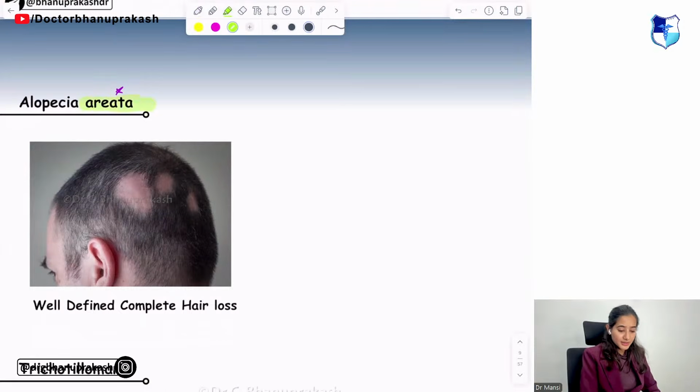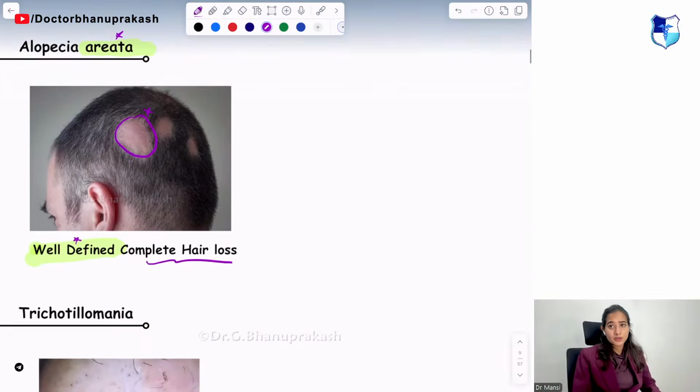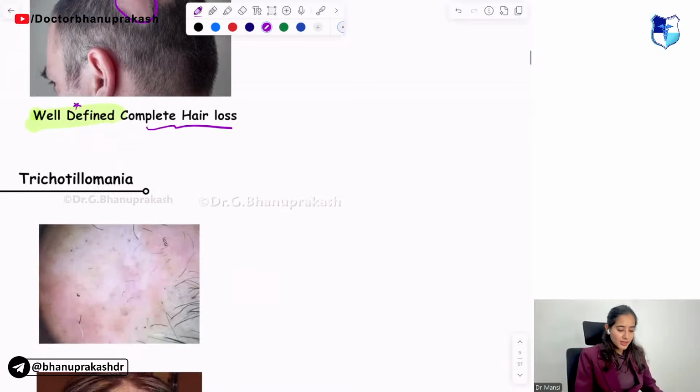Areata, why area? It is well defined. As you can see, the margins are well defined, and there's a particular area from which the hair has been lost. So complete hair loss is there. You have to remember the words well defined for it, so it will be very easy. It is just a spot diagnosis. You can easily diagnose it on the image.